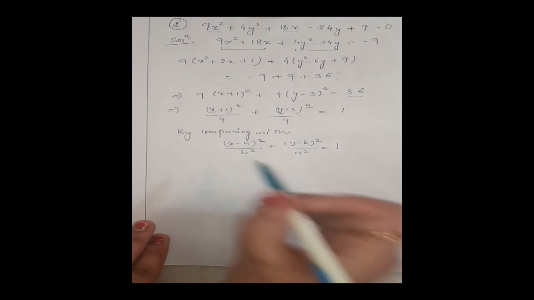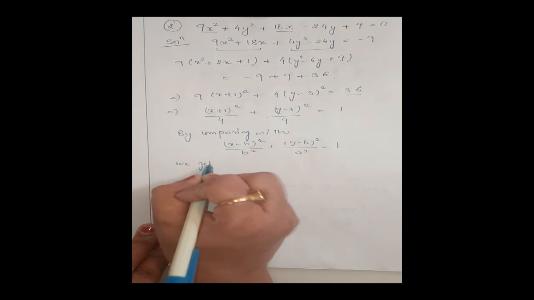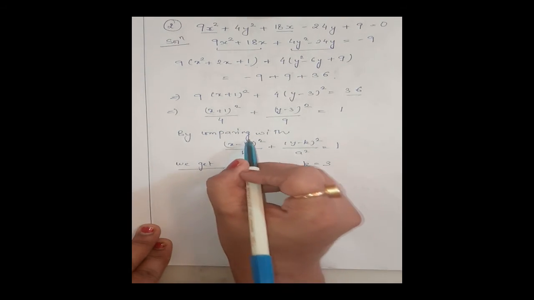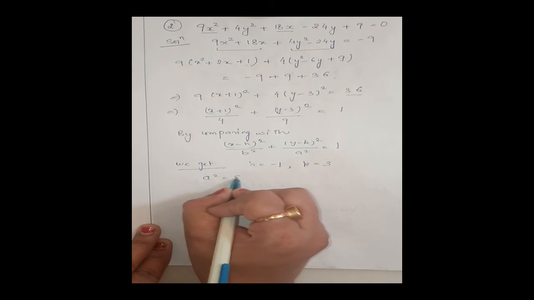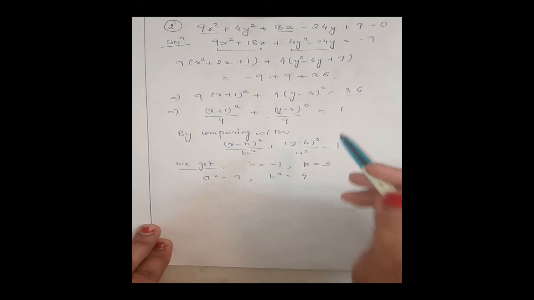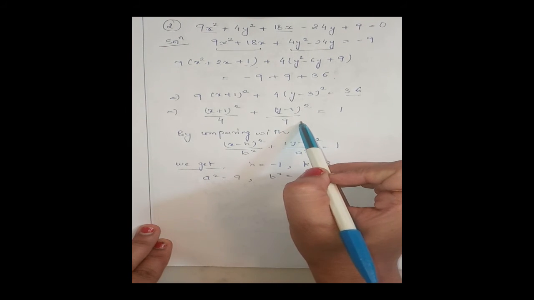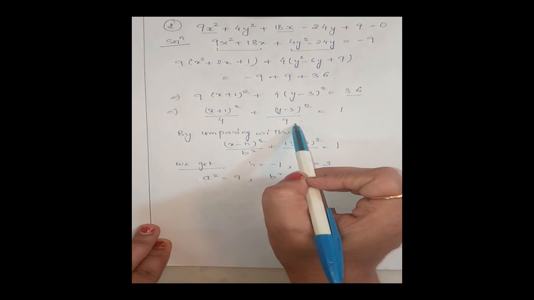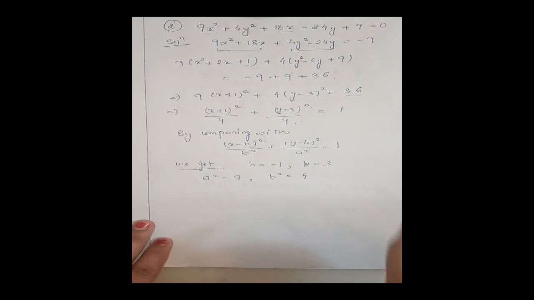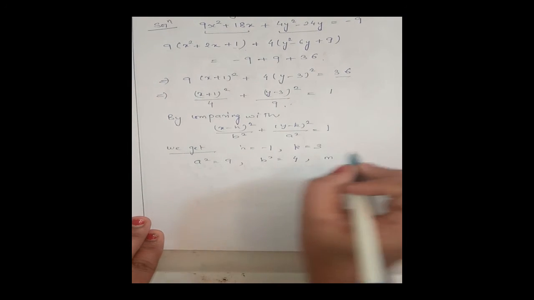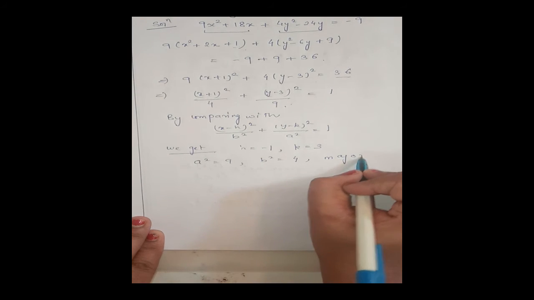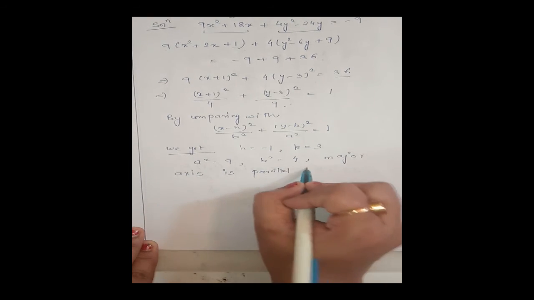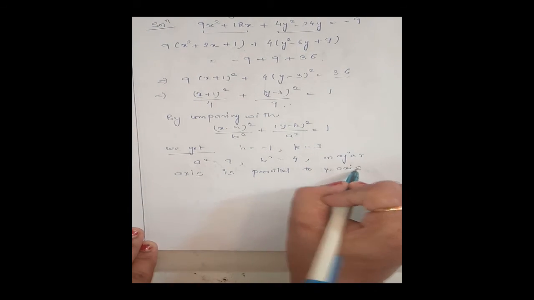Now here we get h is minus 1 and k is 3. a square is 9 and b square is 4. Now the denominator of (y minus 3) whole square is more than the denominator of (x plus 1) whole square. So in this case the major axis will be parallel to the y axis. The next information we are getting from here is that the major axis is parallel to the y axis. Clear?